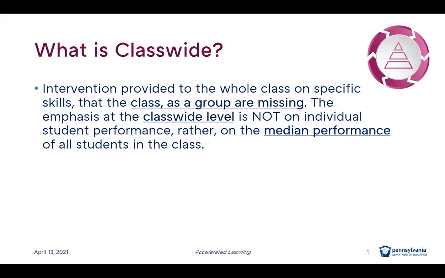So when we think about the median, and if we have 25 students in a class, the score or performance of the student who is the 13th student in that class, if we line their scores up in order of lowest to highest performance, if that median student performance is below where the class needs to be, the whole class can benefit from class-wide intervention.